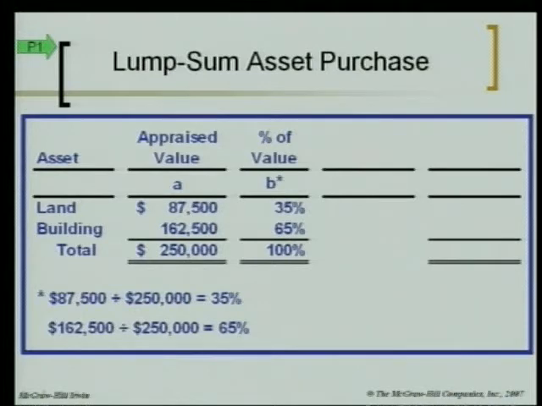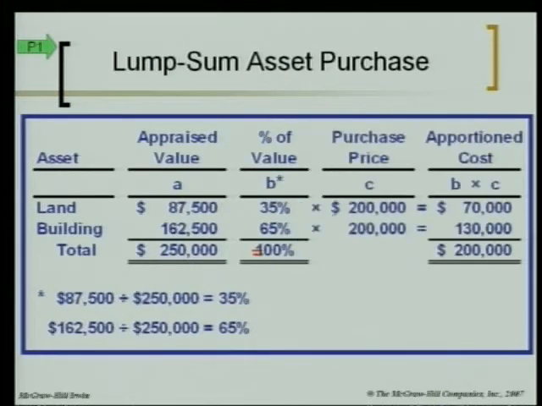These were pretty clean numbers. They're not always going to be clean. You can round as long as you round so that that equals 100%, right? Because then what are we going to take those new percentages times? We're going to take those times the purchase price of $200,000, and that will give us the apportioned cost. Okay? Now again, you can round over here, but that has to equal $200,000, or else your journal entry is not going to balance, right?